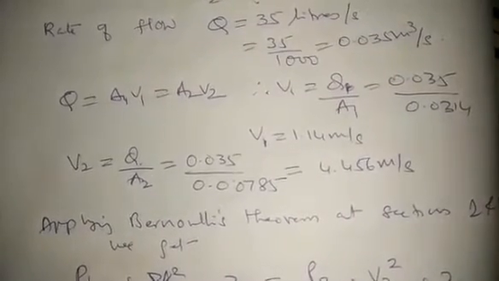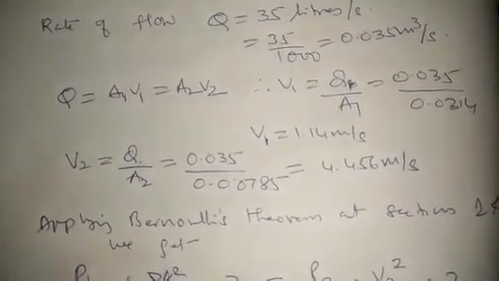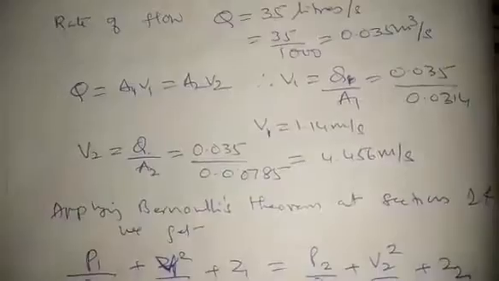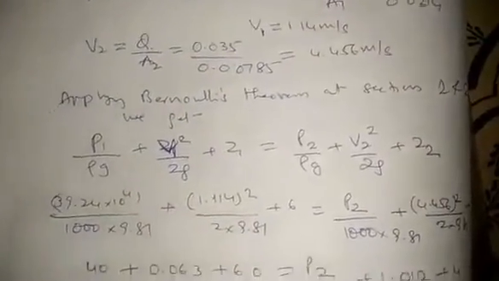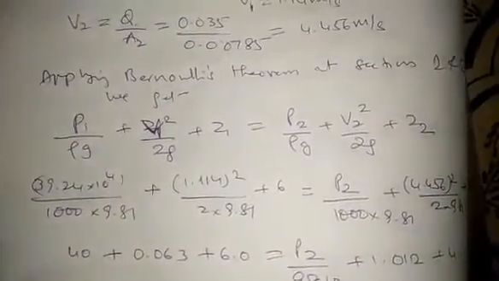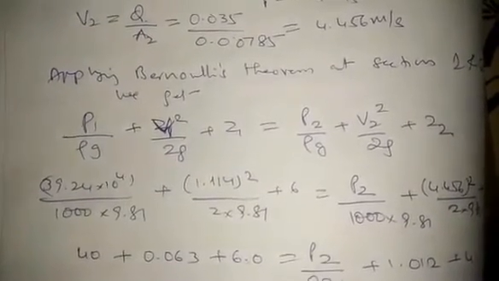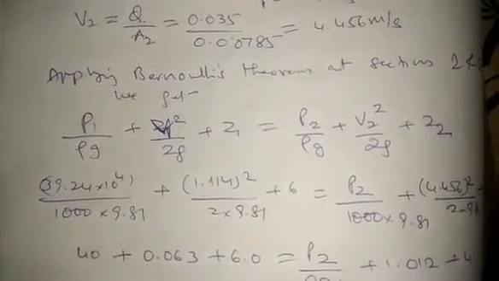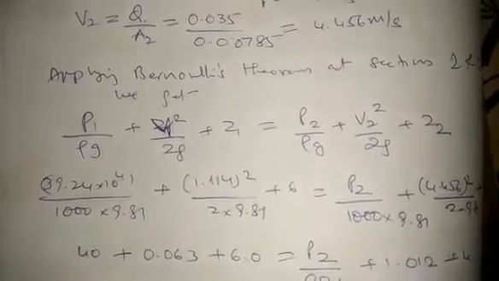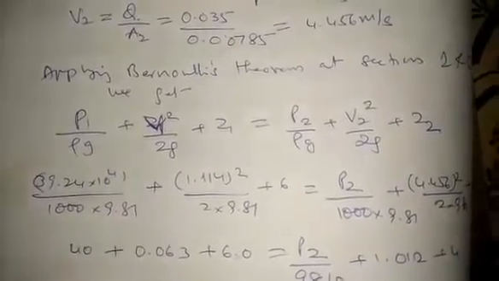Similarly, V2 is equal to Q by A2. So Q and A2 are known, and we'll get V2. So therefore, P1 by rho g, that is the pressure head, plus the velocity head, plus the datum head at section 1 is equal to that at section 2. That is the Bernoulli's theorem.